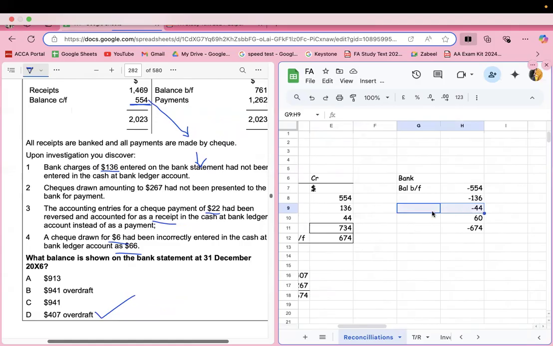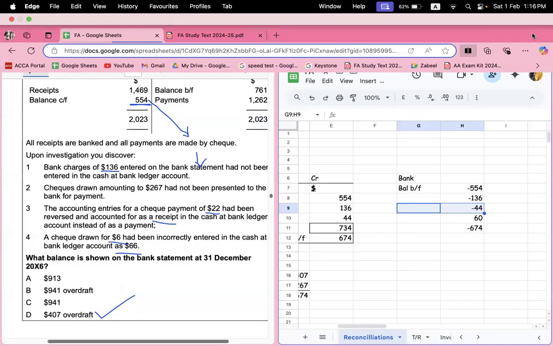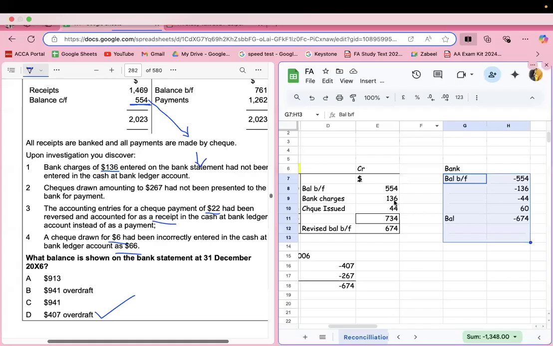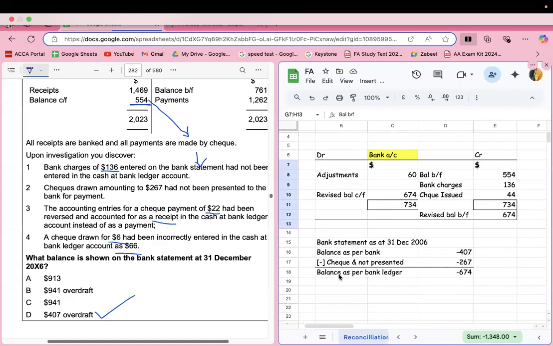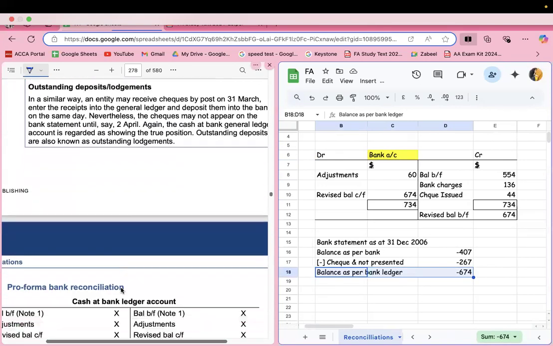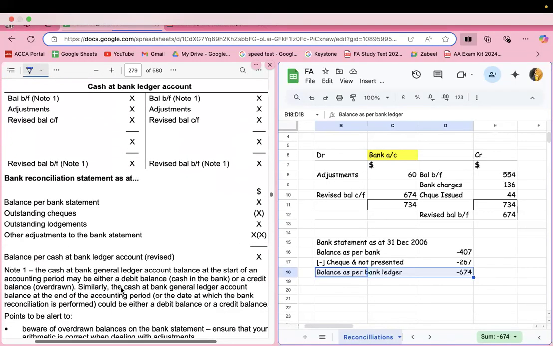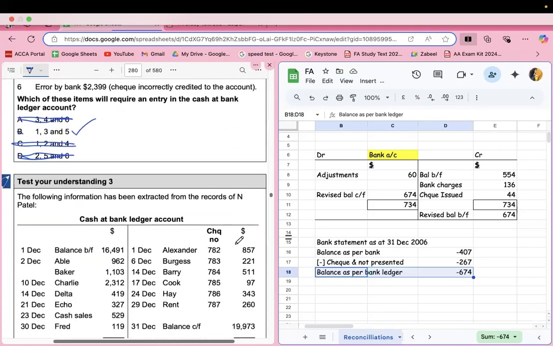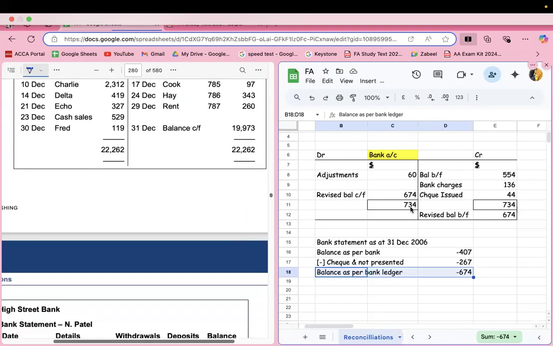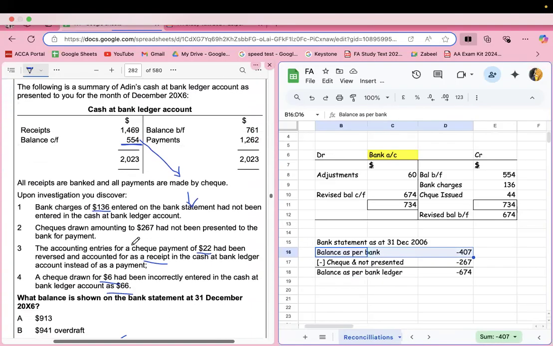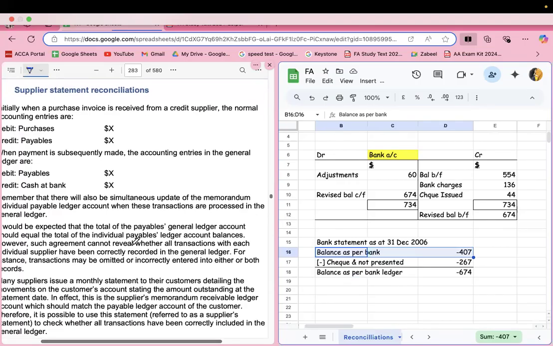Okay. Now, just a moment. And adjust it in this format that we have studied just now. That is this format. Clear? See, this is the format. Okay. So you need to adjust the bank ledger and find the revised balance. Then you take the revised balance here, and then you find the bank balance, the balance as per bank. Clear? Understood?